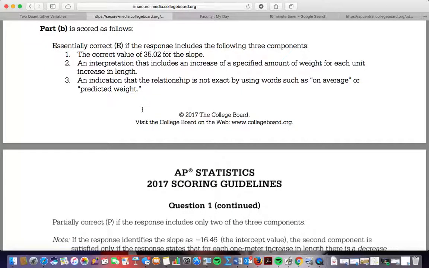You needed 3 components. You need to identify the correct number, 35.02. If they did that, check it. You also needed to have an interpretation that includes an increase of a specified amount of weight for each unit, 35.02 per unit, right? We talked about that today. Needed to have that. Part 3, you had to have an indication that the relationship is not exact by using words such as, this is probably something you missed, on average or predicted. You had to say one of those 2 things, right? If you got 2 out of 3, that's a P. 3 out of 3 is an E. 2 out of 3 is a P. Anything less than that's an I. Right?